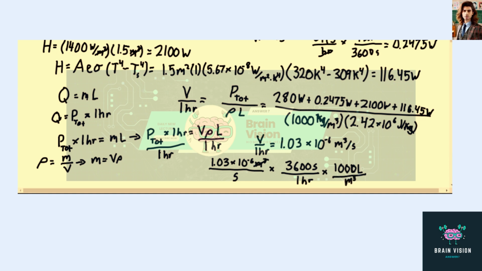So we can cancel out these units and the rate at which this person needs to sweat in order to maintain constant body temperature is 3.71 liters per hour. That's quite a lot of sweat they need to produce.